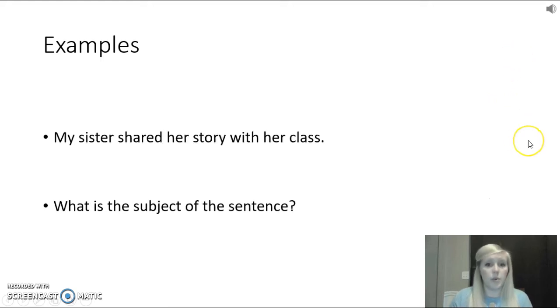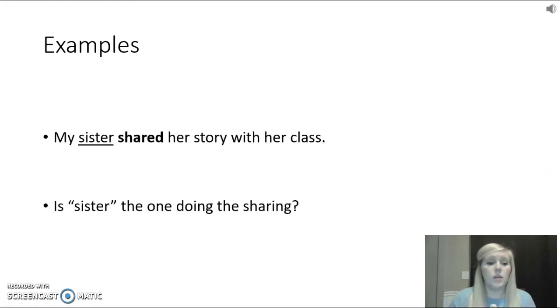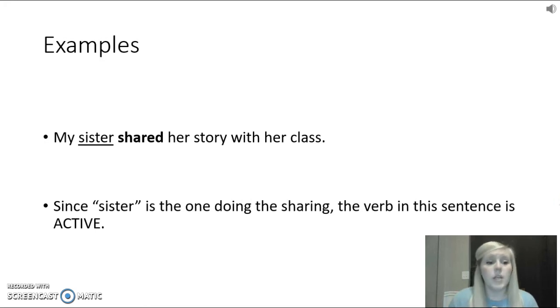For another example: my sister shared her story with the class. What's the subject of the sentence? The subject is sister. Now that we know that, what's the verb? The verb is shared. So now we ask, is sister, the subject of the sentence, the one doing the sharing? Yes. Since sister is the one doing the sharing, and sister is the subject, the verb in this sentence is active.